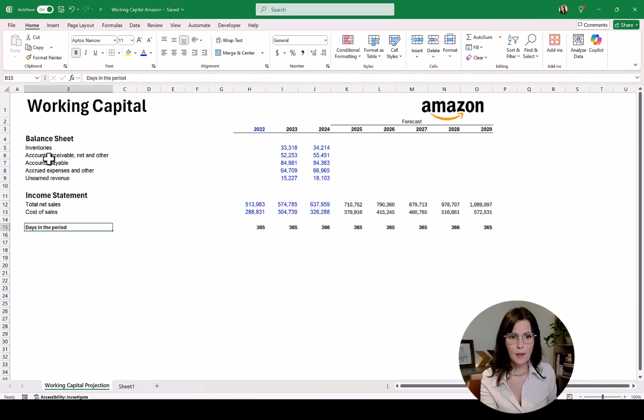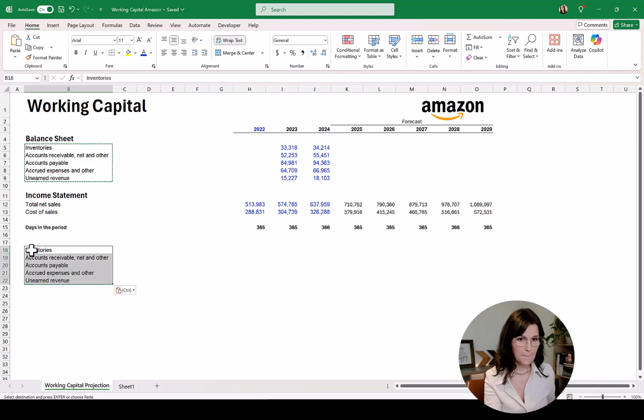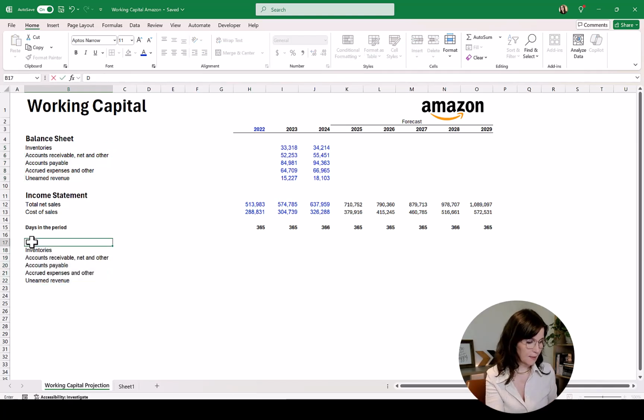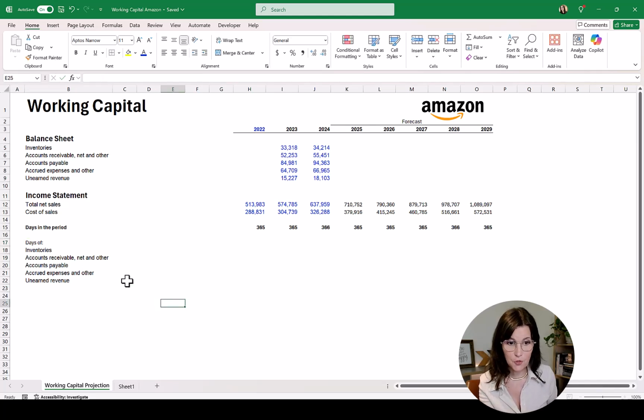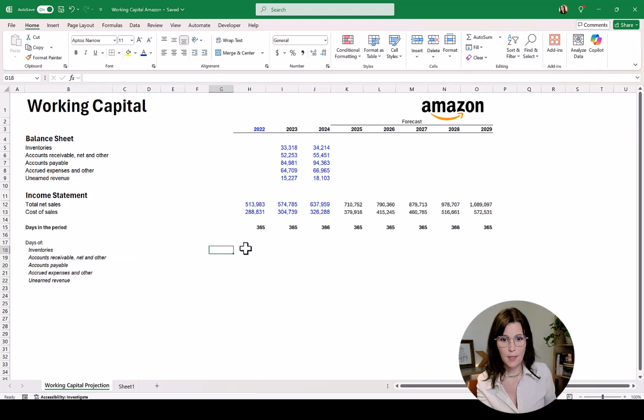So I'll copy those lines right here. And I will create the drivers, days of each one of those accounts. Those are the drivers for me to calculate and project those accounts in the future. So I'm going to just put it here like this, so it shows something special. Let me just make this smaller. And now I can calculate each one in terms of days from the actuals. And that's what I'm going to use in the future to project them.